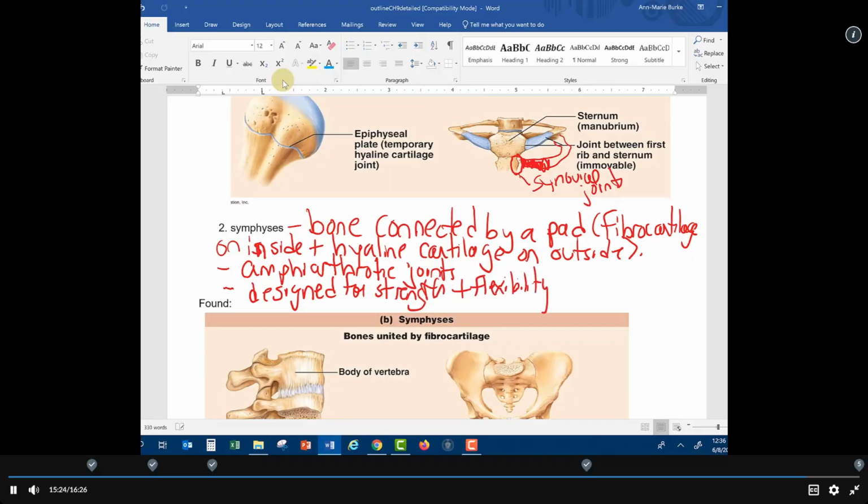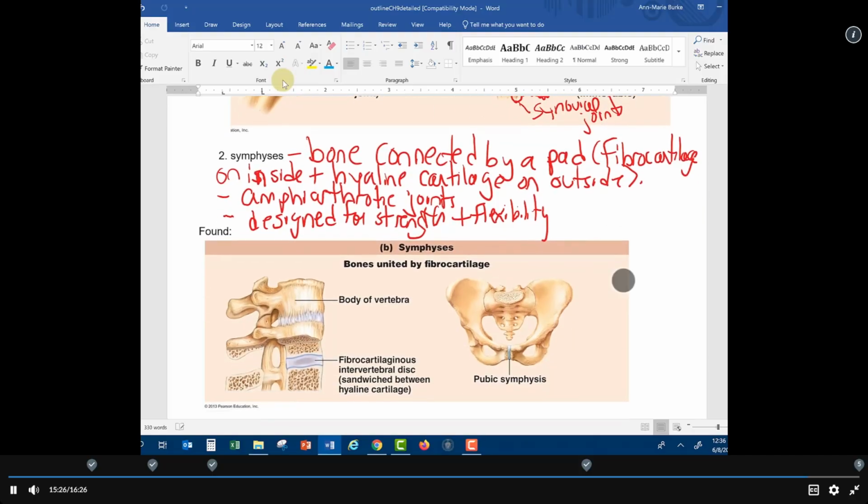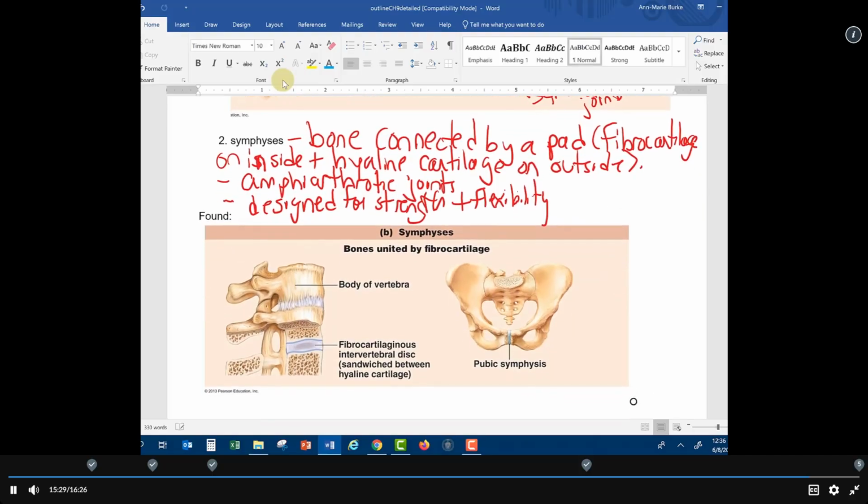So let's see if I can show you what these joints look like. There are two examples here, right down here: the intervertebral discs and the pubic symphysis. So in the middle of the disc is fibrocartilage. We're going to show fibrocartilage as red here. On the outside of the disc, blue. Imagine that there's red on the inside, blue on the outside. Blue is for hyaline cartilage. And so that's what these wedges are like.